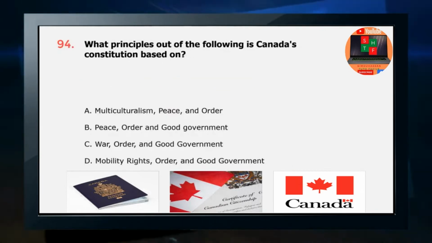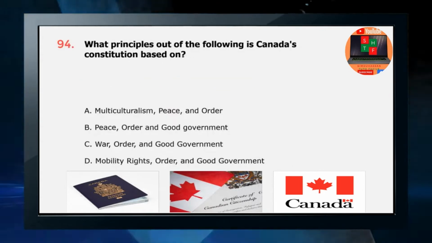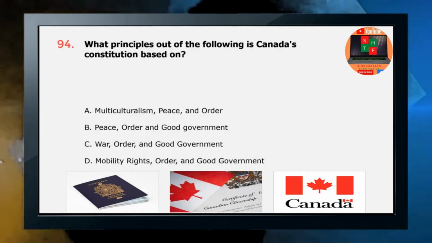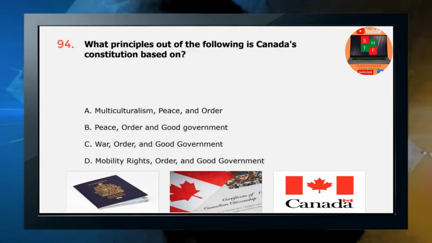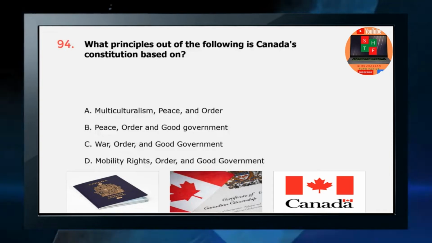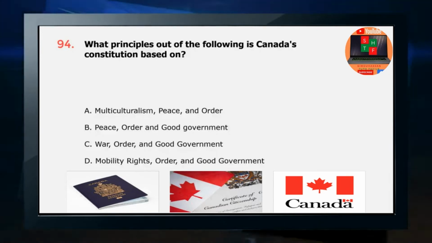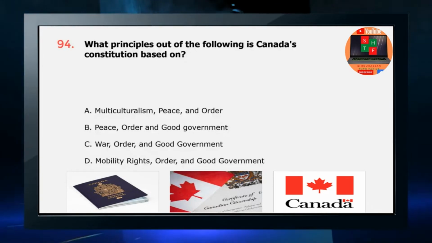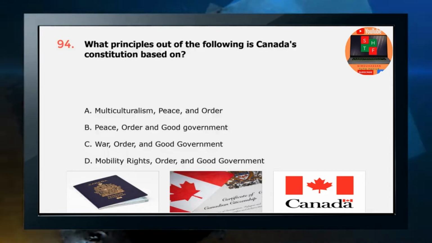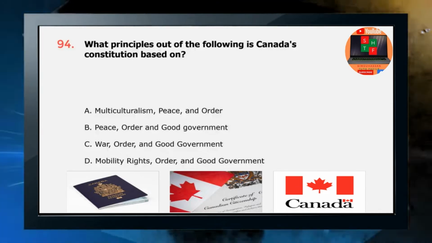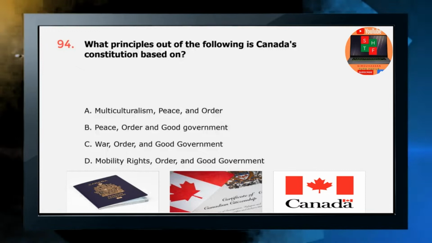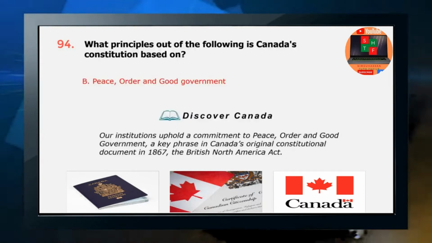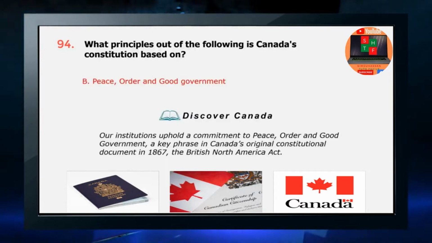Question 94. What principles out of the following is Canada's constitution based on? A. Multiculturalism, peace and order. B. Peace, order and good government. C. War, order and good government. D. Mobility rights, order and good government. The answer is B. Peace, order and good government.